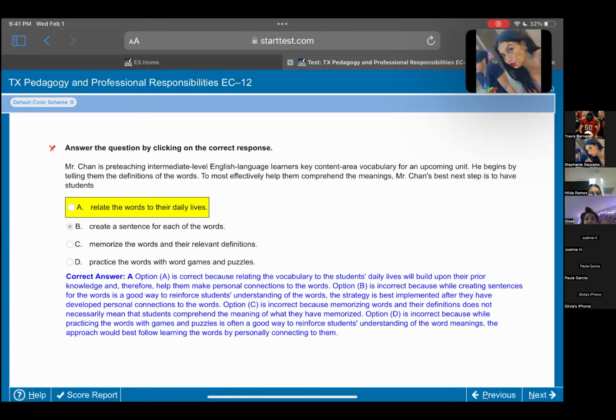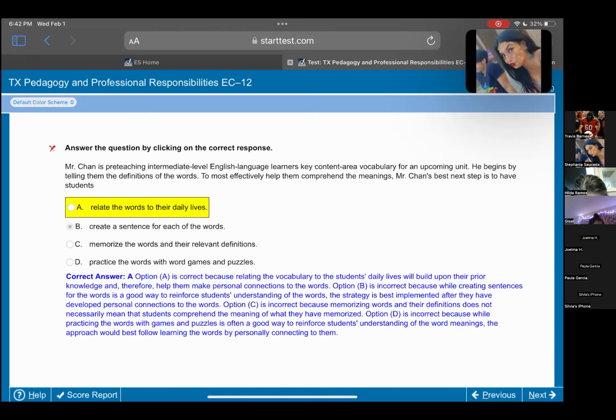Content area vocabulary, another word for that is academic specific vocabulary. Very different from social vocabulary. Content specific vocabulary is much more challenging for English language learners to attain. Even native English speakers have difficulty with content specific and academic specific vocabulary. So they are reviewing content area vocabulary for an upcoming unit. He begins by telling them the definitions of the words in his pre-teaching.